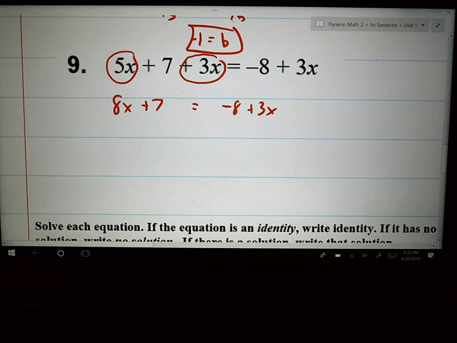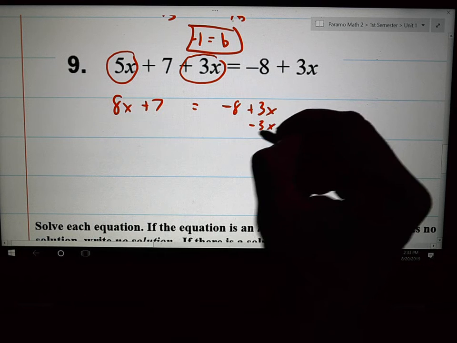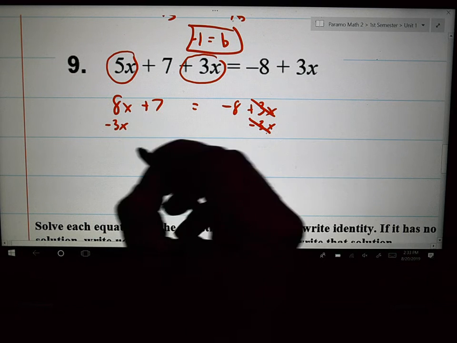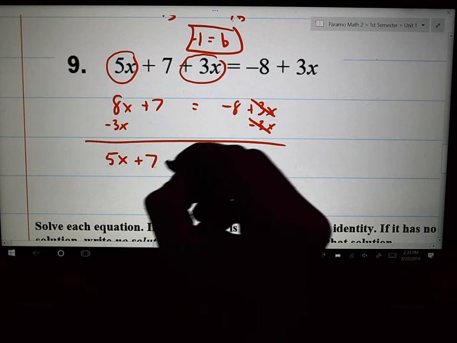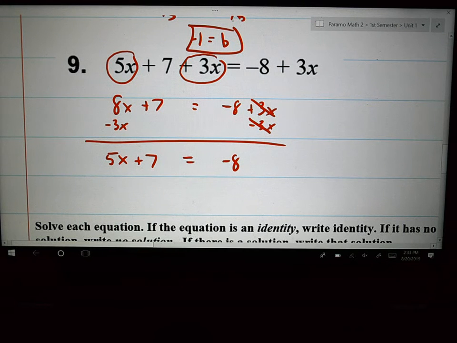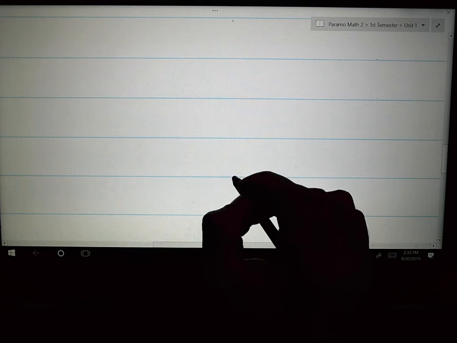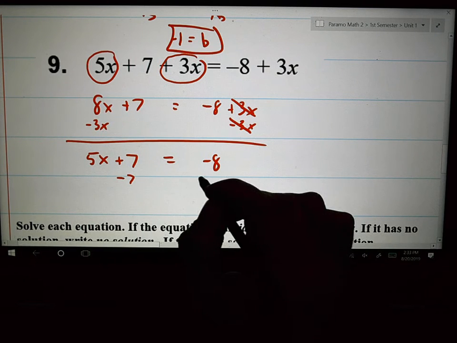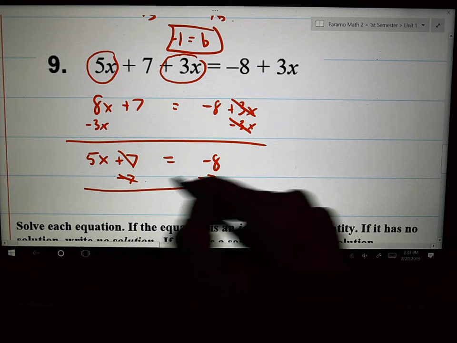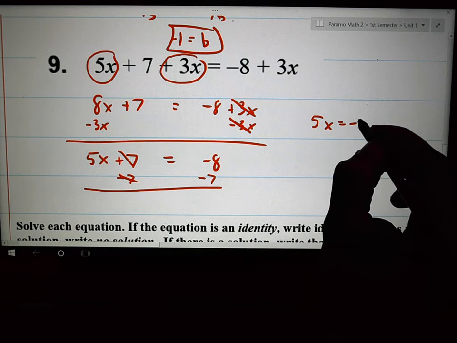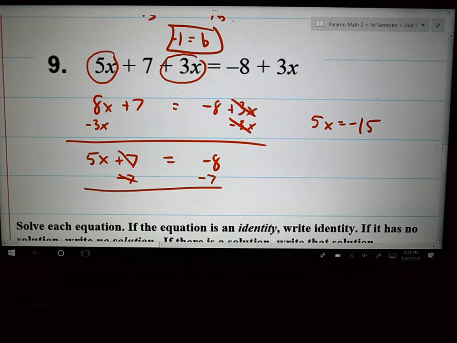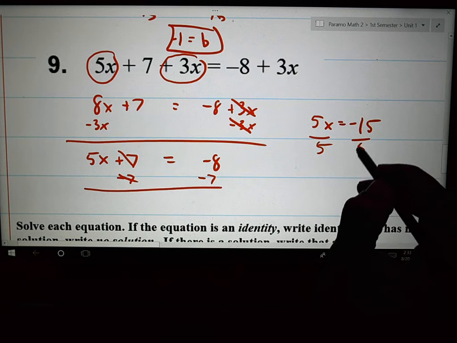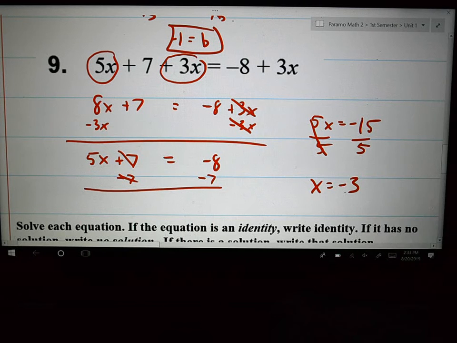Then put your variables on the same side of the equal sign. Move addition and subtraction next. Lastly, divide. So they just got bigger. That's all they did.